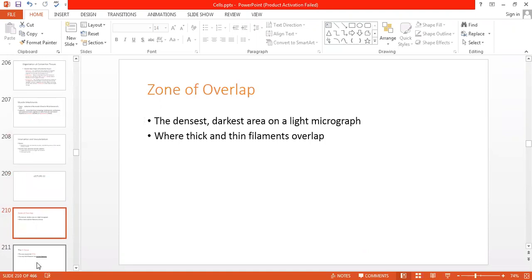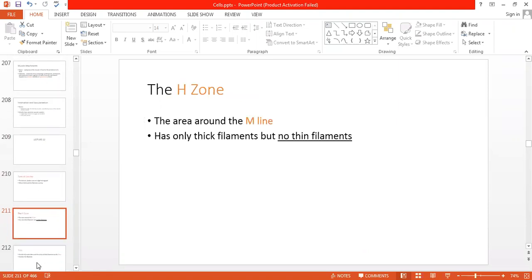Zone of overlap: the densest dark area on the light micrograph is thick and thin filaments, that is, actin and myosin. The H zone, the area around the M line, has only thick filaments but no thin filaments. Means it only contains thick filaments. Actin is not there, only myosin is there.